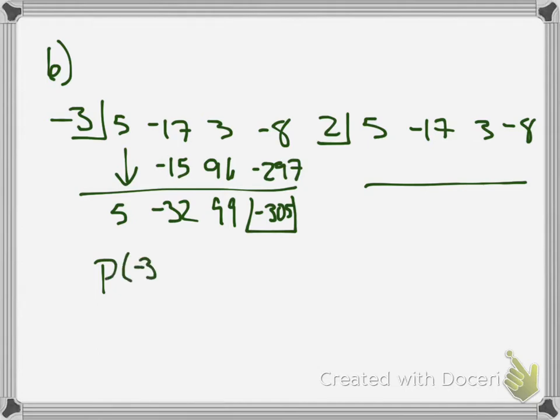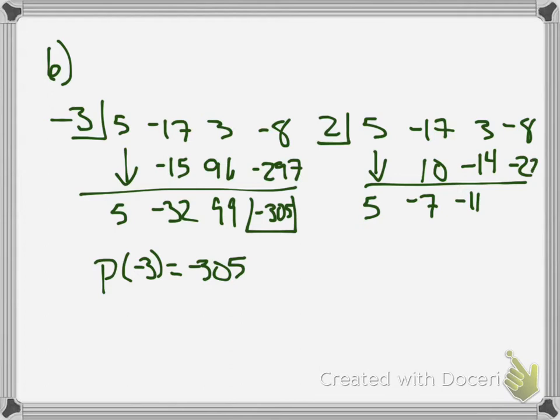I'm going to do the same thing for 2. I'm going to bring down the 5, and then 5 times 2 is 10. Negative 17 plus 10 is negative 7. Negative 14. Negative 11, and negative 22, which would give me negative 30. And that's that. Okay, so that's that answer right there, and there you go. Fairly simple, not that hard.